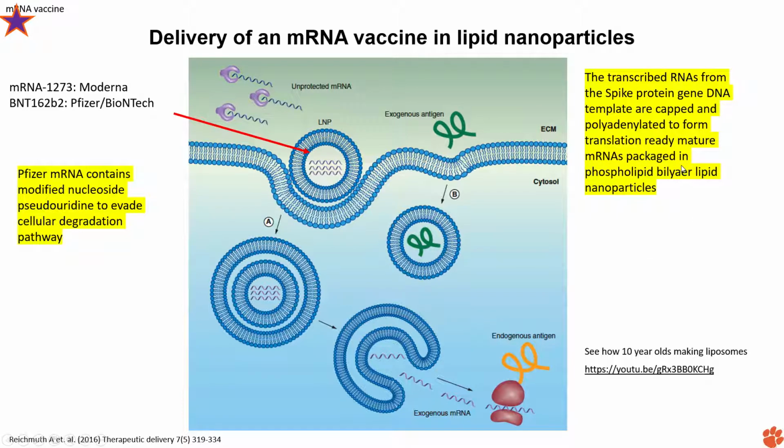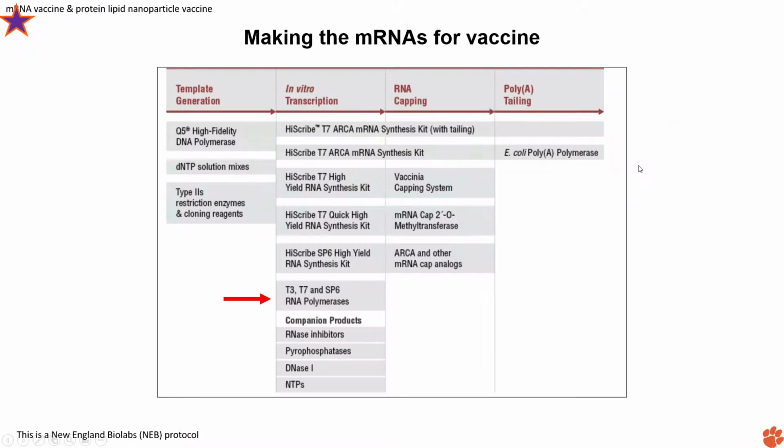And also, just the idea that transcribed RNAs from the spike protein gene DNA template are capped and polyadenylated to form the translation-ready mature mRNAs, packaged in a phospholipid bilayer in a lipid nanoparticle. So this is basically from the last part, what we are doing in the process here. Each step is not required, but this is just an overview of what we are doing.